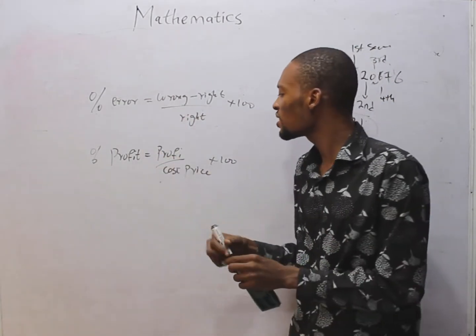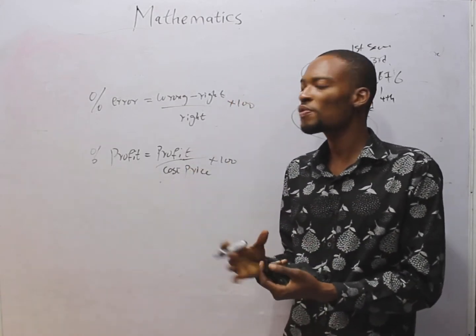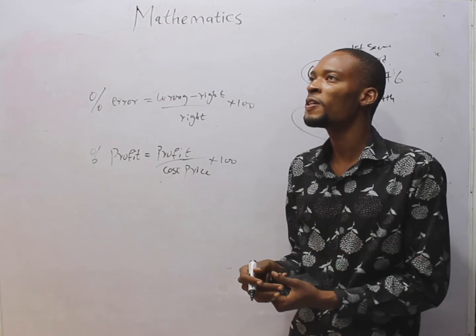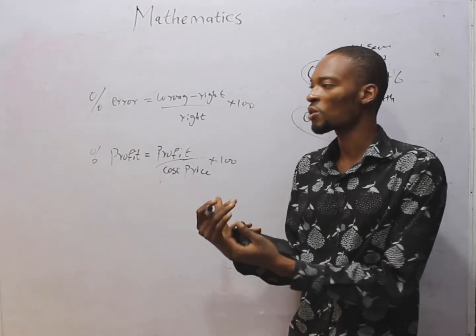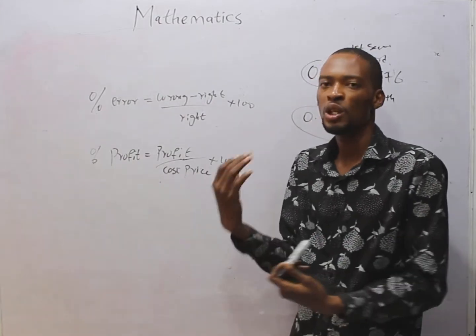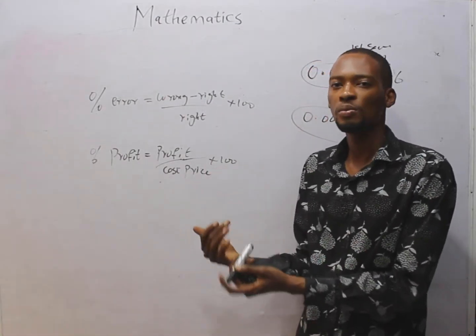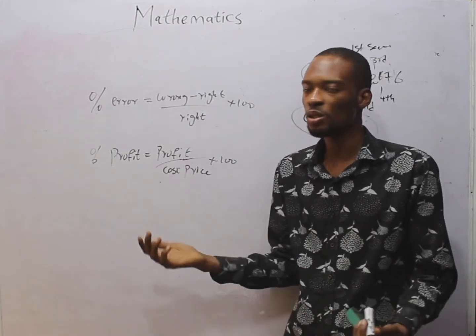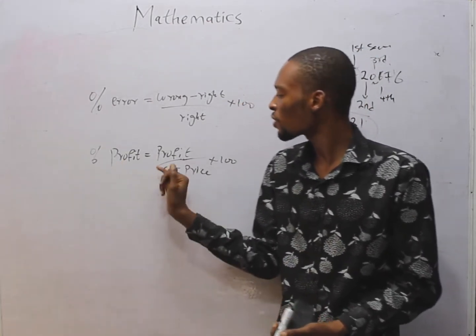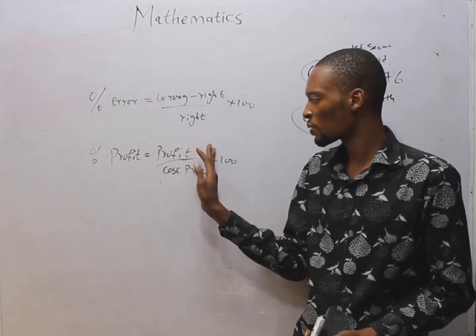Similarly, in business, there are profits and we have losses. So to look for profit is simply the selling price minus cost price. If the selling price is bigger than the cost price, you are making profit. But if you are selling less than how much you bought, you are running at loss. So percentage profit is profit over cost price, where profit is selling price minus cost price.